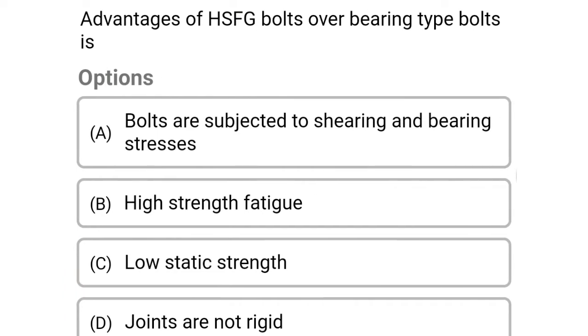So next question, advantage of HSFG bolts over bearing types of bolt is option A, bolt are subjected to shearing and bearing stresses, option B, high strength fatigue, option C, low static strength, option D, joints are not rigid. The correct answer is option B, high strength fatigue.